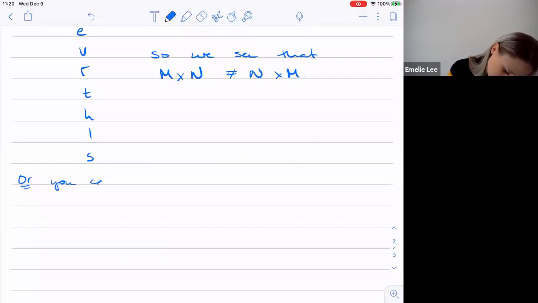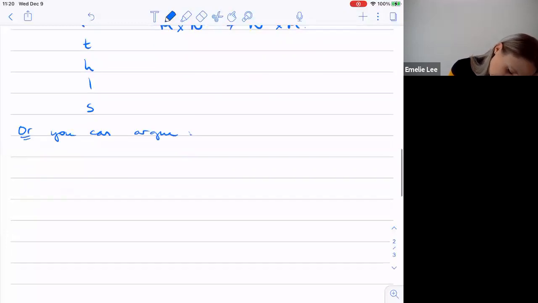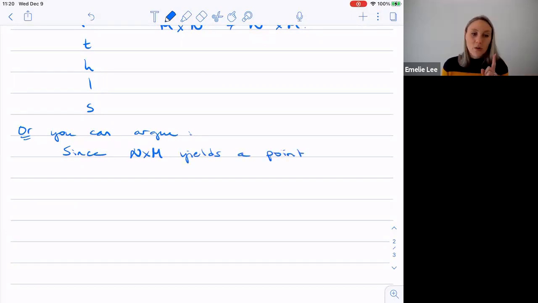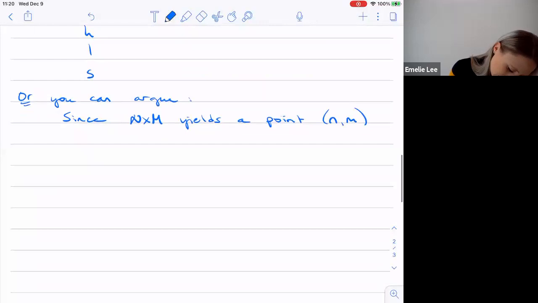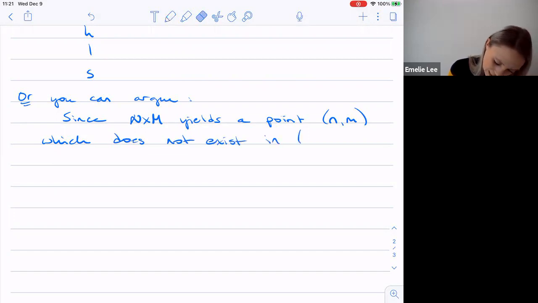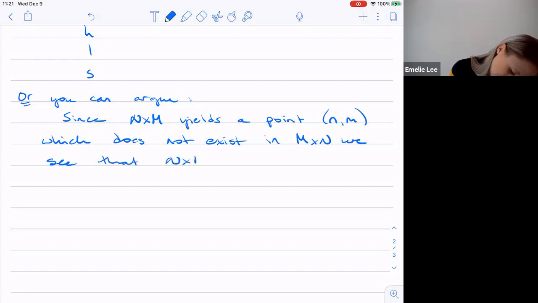Or you can argue, since N by M yields a point, so you could just drill it down to 1 point, NM, which does not exist in M by N, we see that N by M does not equal M by N.